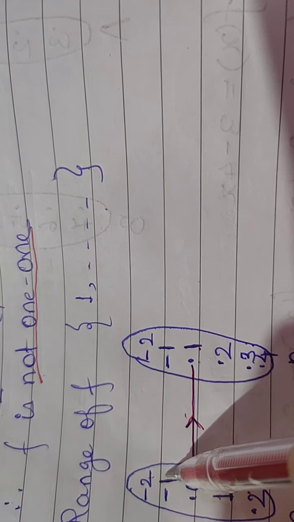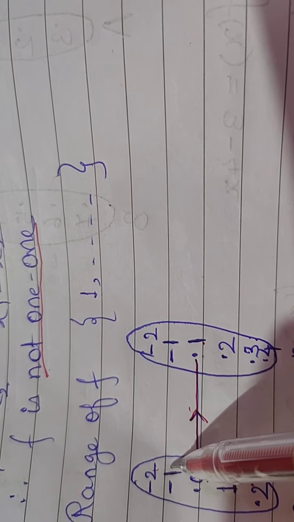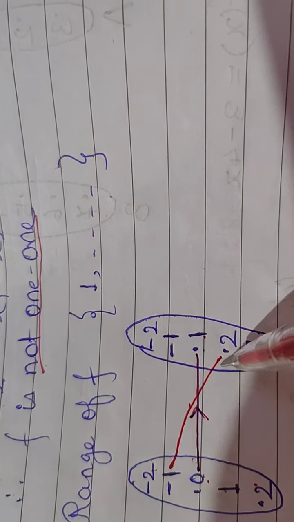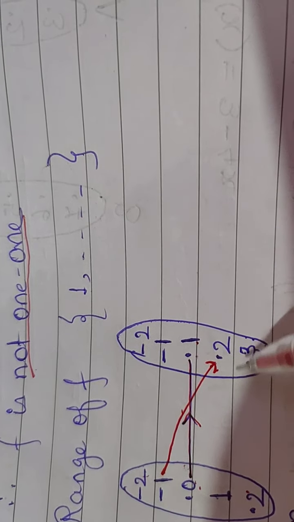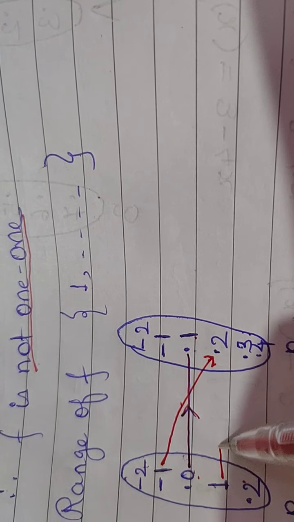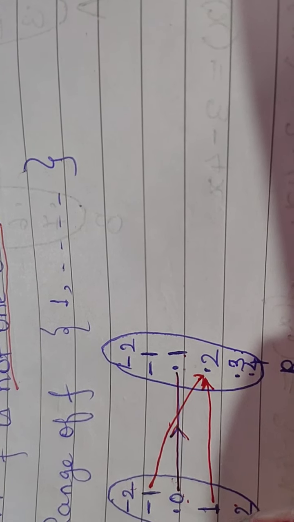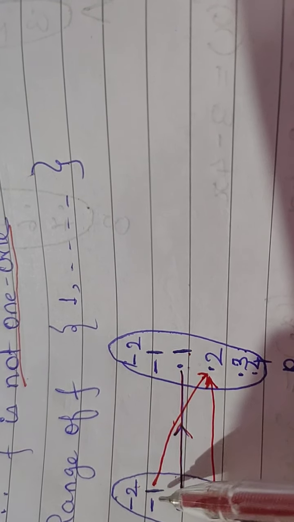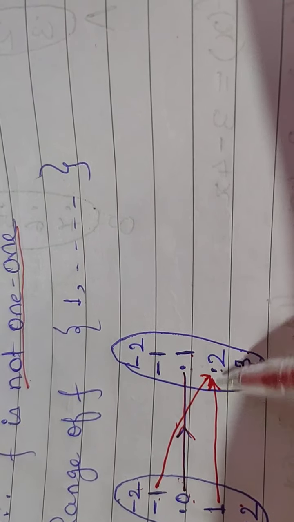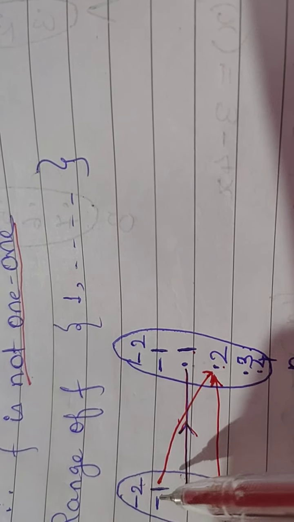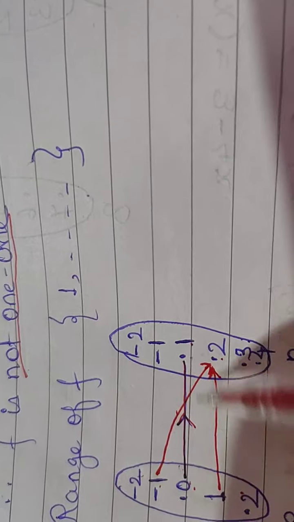When x is minus 1, its image is 2, so f of x will be 2. When x is equal to 1, it is 2 again: 1 plus x square, 1 plus 1 square. So minus 1 has image 2, and 1 has image 2. From this it is clear that it is a many-one function, it is not a one-one function.